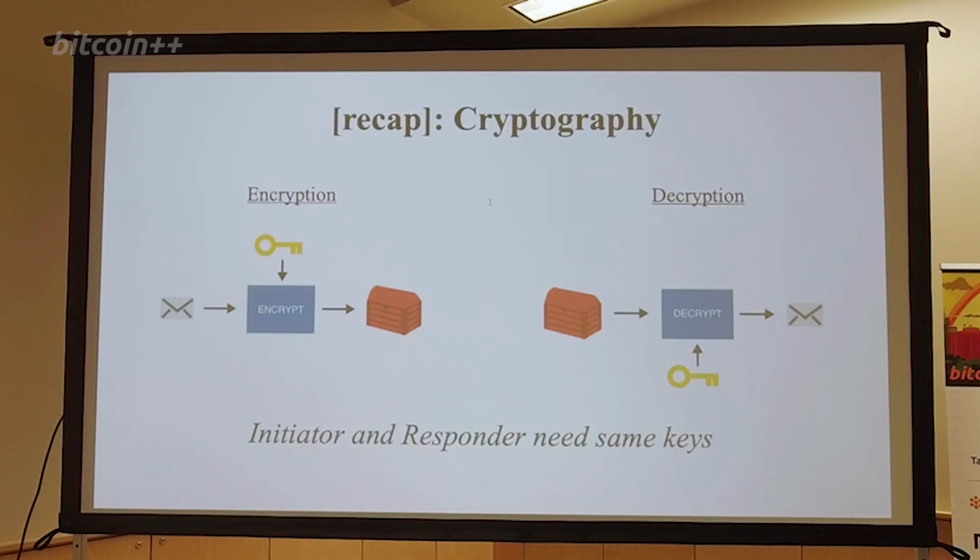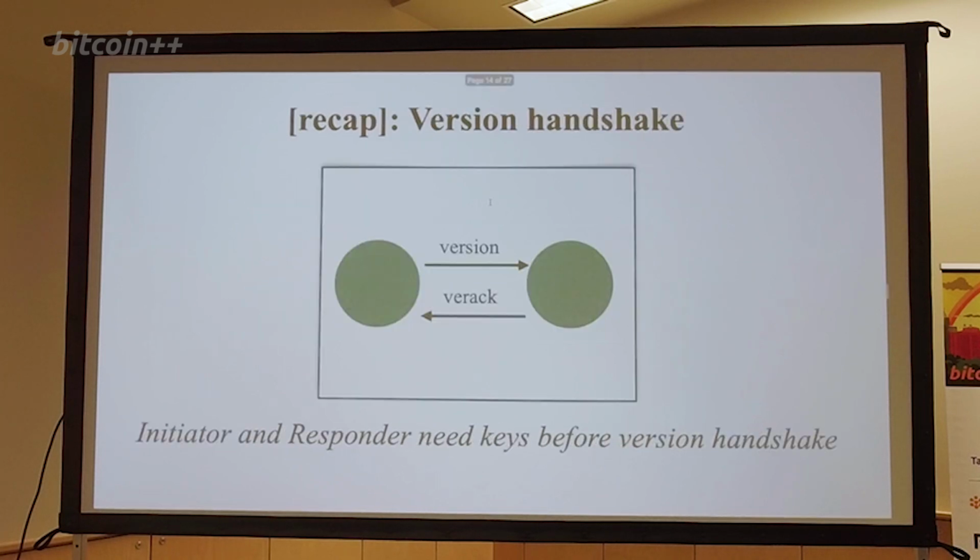So this is very quick. We're just going to look at the basic components very quickly and then design the handshake ourselves. Everyone here, I think, knows what encryption and decryption is. Basically, if there are two nodes, the initiator and responder, in order to be able to encrypt and decrypt the same message, both of them will need the same keys. That's the essential point I was trying to make.